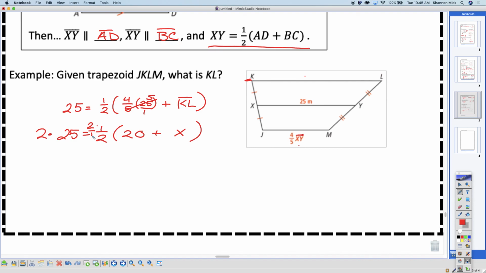So 2 times 25 is? 50. 2 quarters, how much you got? 25 cents? At least. And now you just go minus 20.